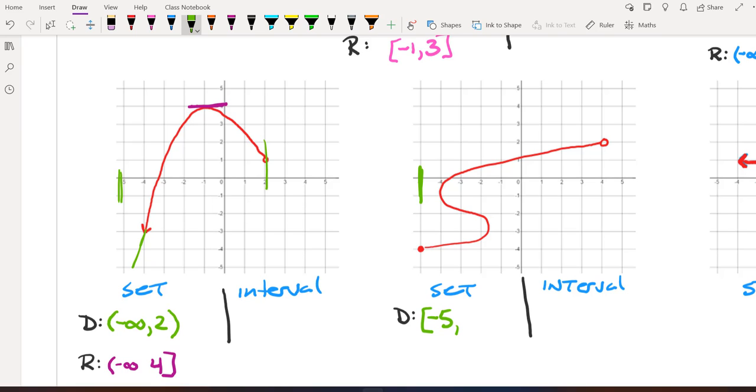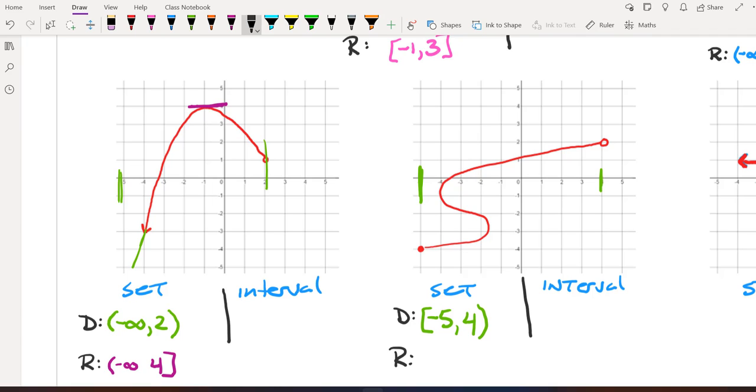Okay, we go to the right. How far right can we go? 4, right here. And that's a circle, an open hole here. We can never quite achieve it, so it's a round bracket. Nicely done. I like the fact the frustration levels have gone down.